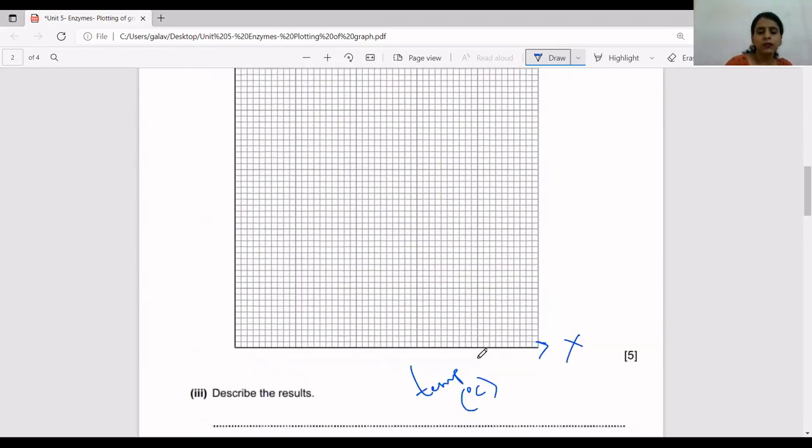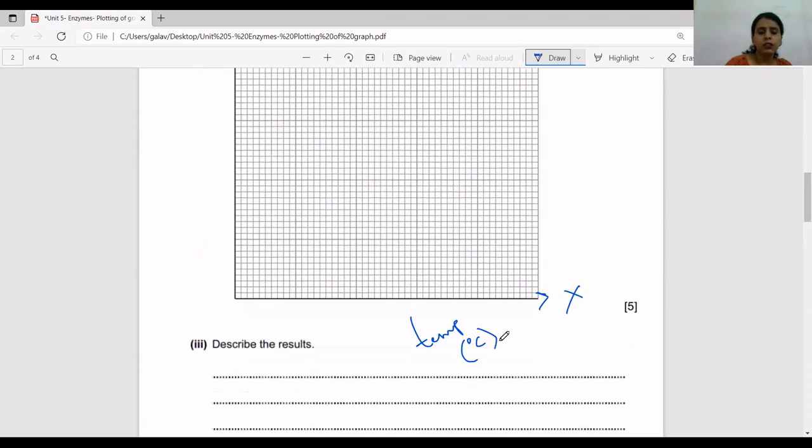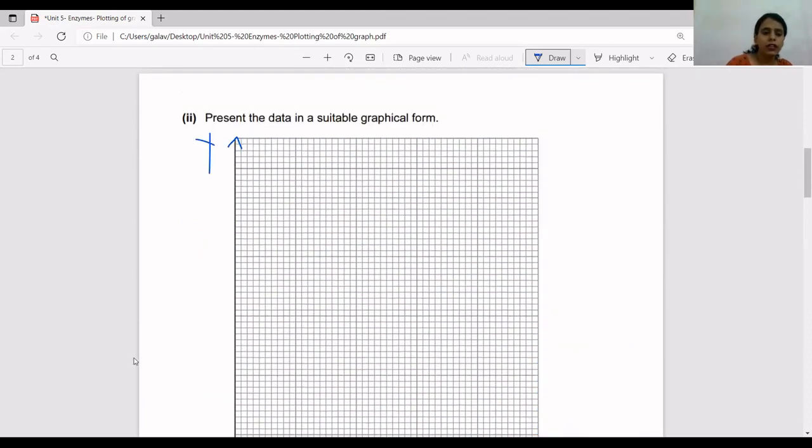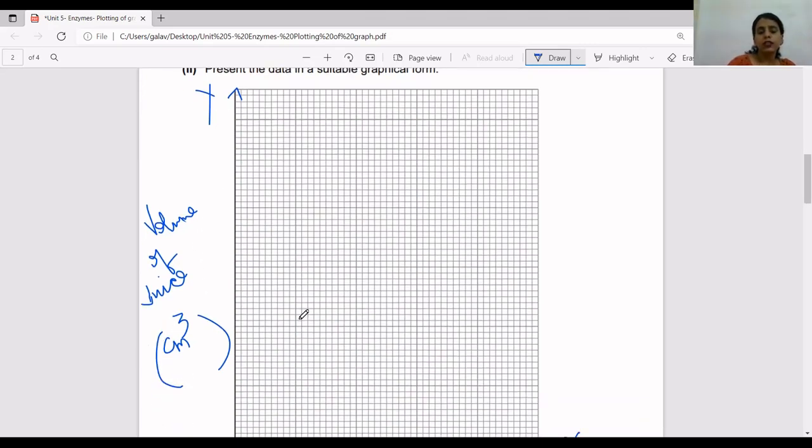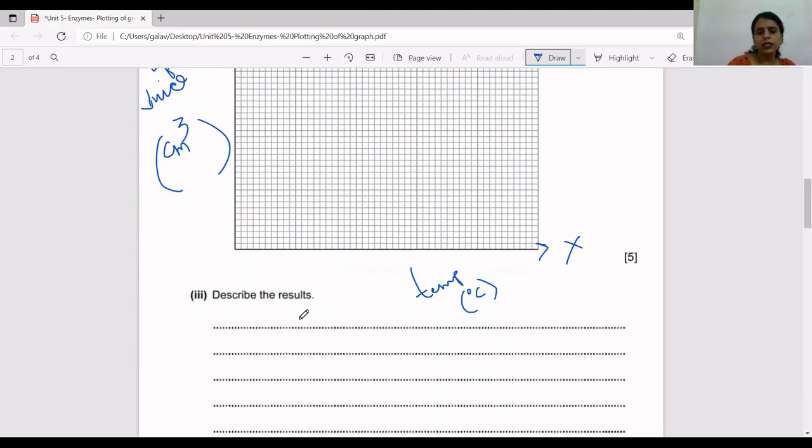Okay, so when you're writing temperature, you must mention the unit. And here, the volume of juice is in centimeter cube. So what is the unit of the volume of juice? Centimeter cube. Now, this is the orientation and labeling of the axis along with the unit. Once you do this much, you will get 1 mark.